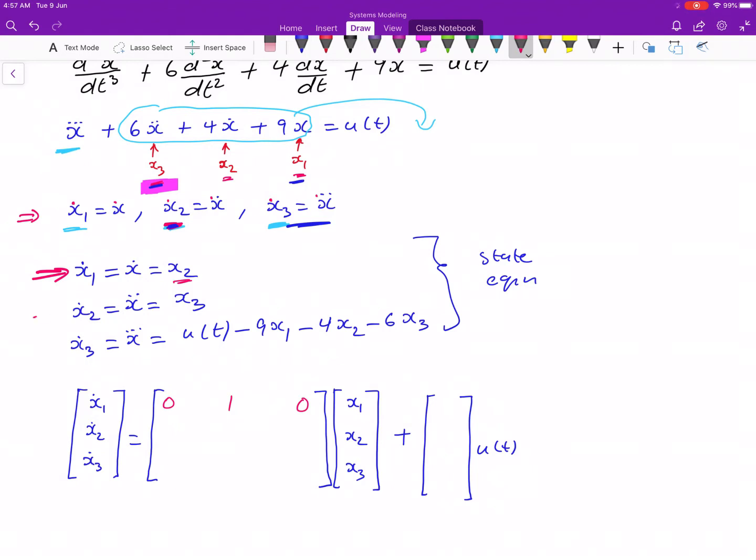Now we move on to x2. We can see x2 dot is equal to x3.